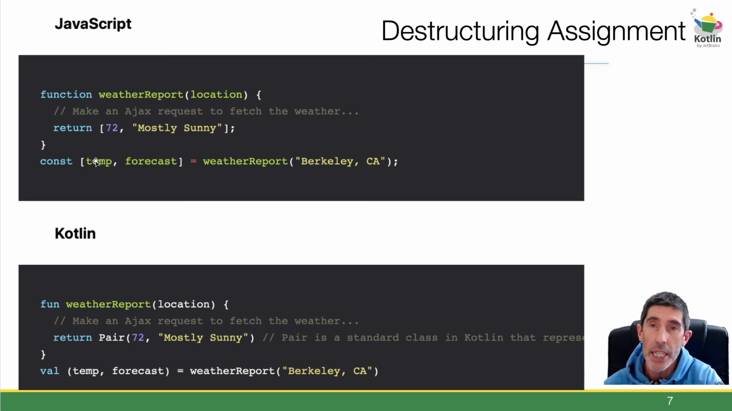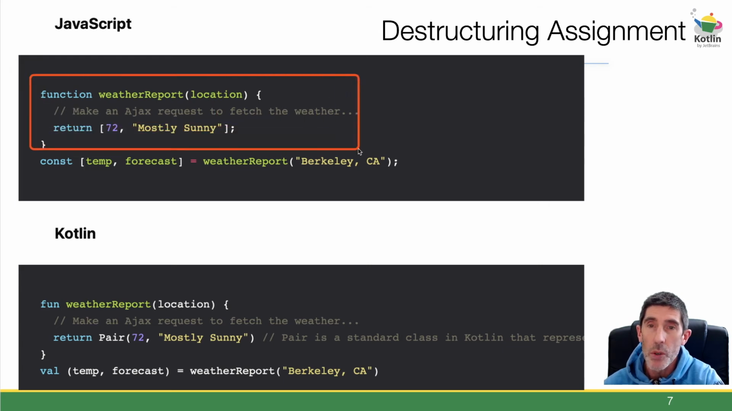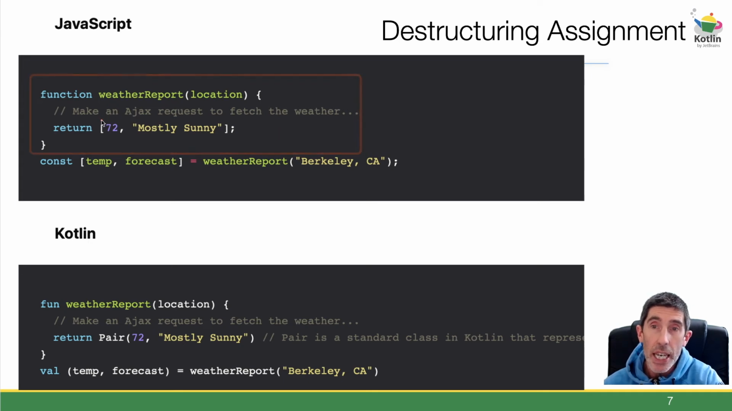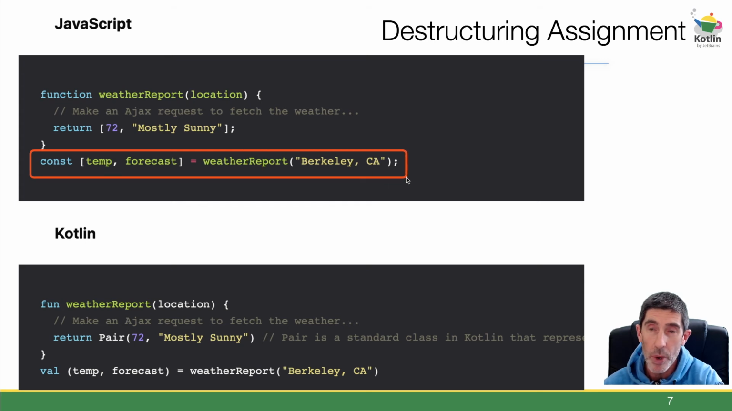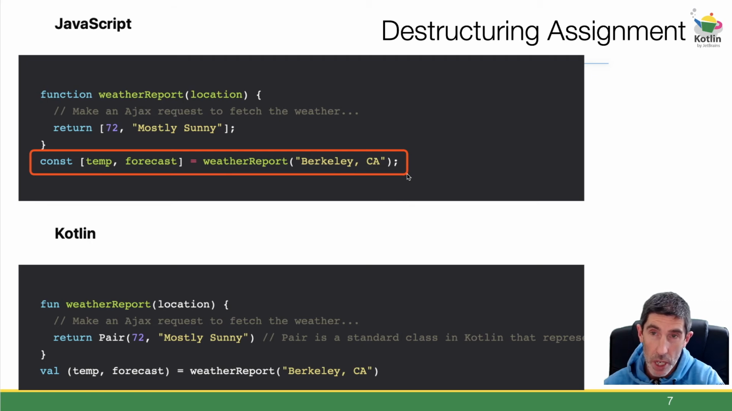So if we had something like this in JavaScript, we could write a function, weatherReport, that takes a location. This is just for demonstration purposes. We might make some AJAX call there, some request to get the weather. That returns back a two element array containing a value and a bit of text. Then we can say in one line of code, const temp and forecast inside our array is assigned the weatherReport function, and then whatever location we were looking up.